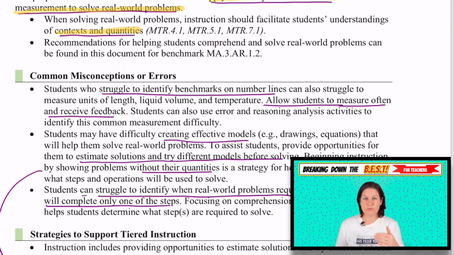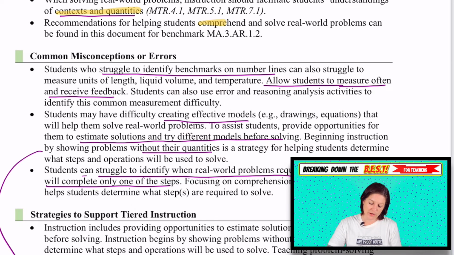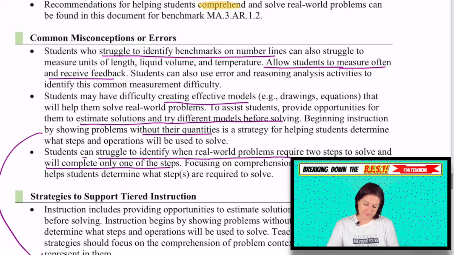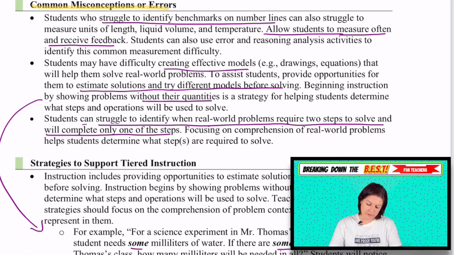So really making sure to break down those word problems so that they make sense, which is what they're talking about here with comprehending those problems. Common misconceptions, what did they mention? That students struggle to identify benchmarks on a number line.